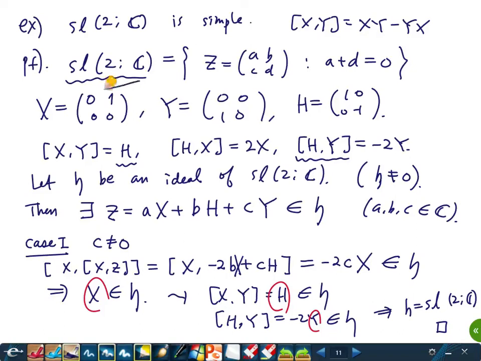So, like I said, this will be a very important example for us, sl2C.